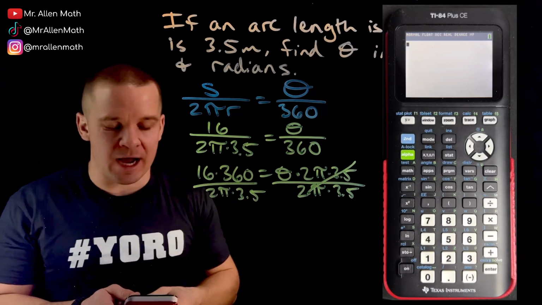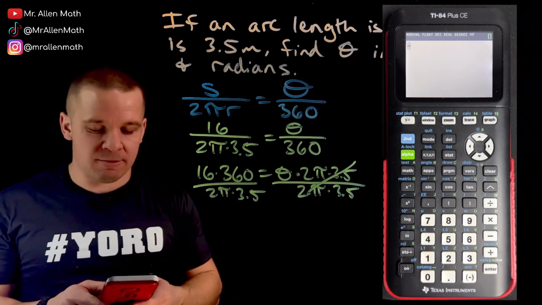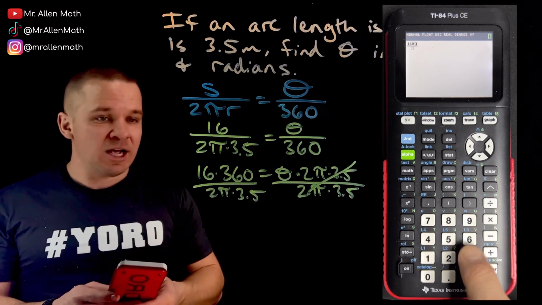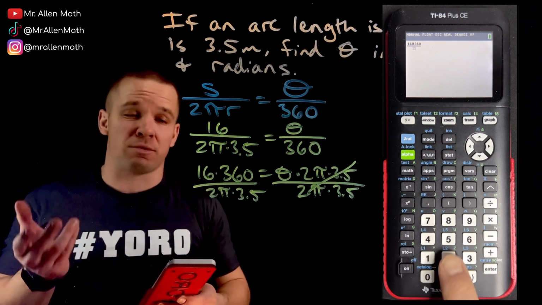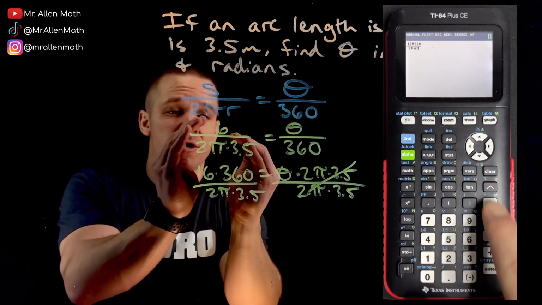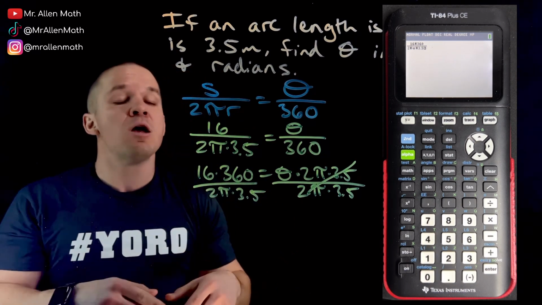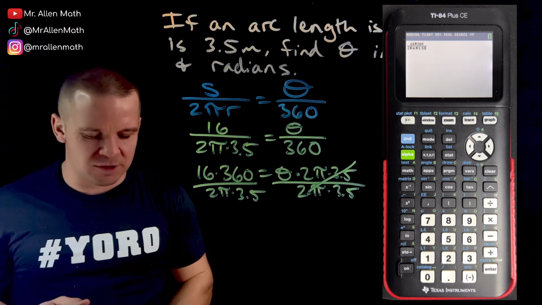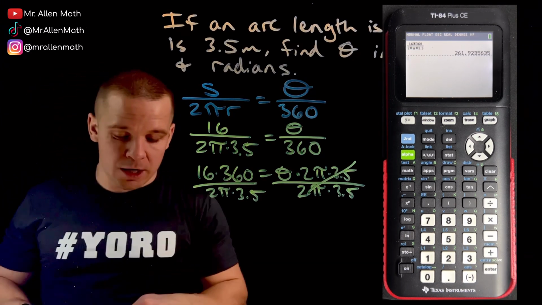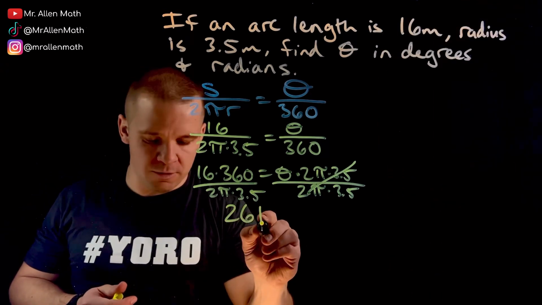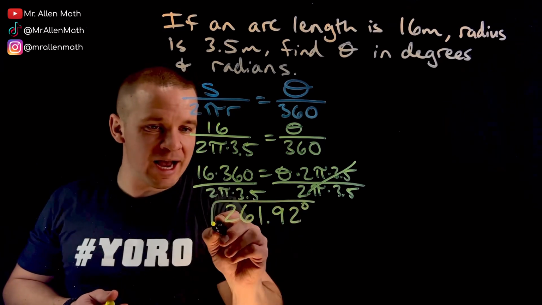So let's go ahead and hit alpha y equals to set up a fraction here. It'll be easier to type it in. So I got 16 times 360, go to my denominator, 2 times pi times 3.5. You could have also just used parentheses, but when you do that, make sure you have parentheses around your whole numerator, these guys right here, divided by, and then parentheses around these two right here, because otherwise it'll do division. It might screw some things up, so be very careful with it, all right? And I get 261.923, so 261.92 degrees. That is my answer in degrees.